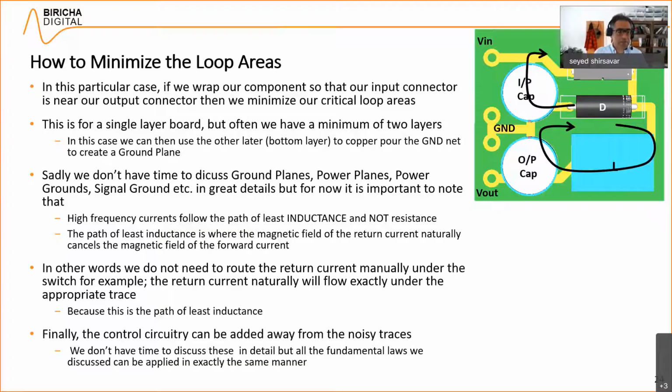the noisy part of your circuit, right? But we don't have time to discuss these in detail, but all the fundamental laws that we discussed can be applied in exactly the same manner, right? The signal with the highest di/dt in an IC is the gate drive signal. So the gate drive signal has to push a lot of current very fast into the gate of the switch. So that is the one that you need to minimize this loop, okay?